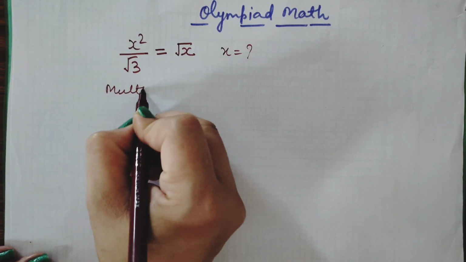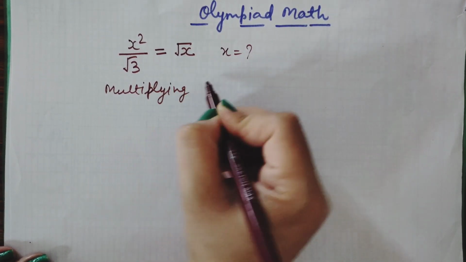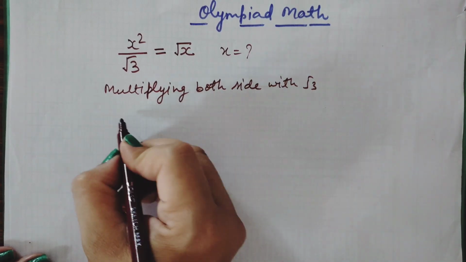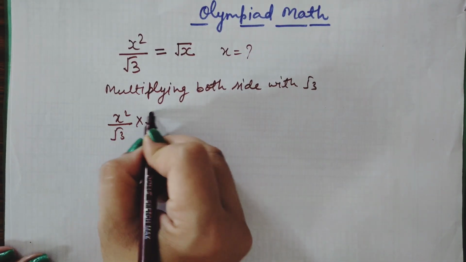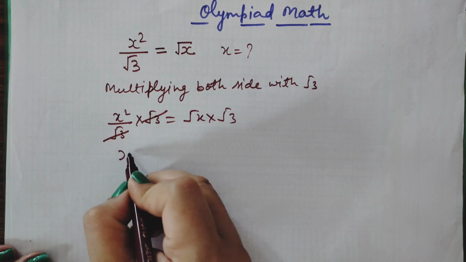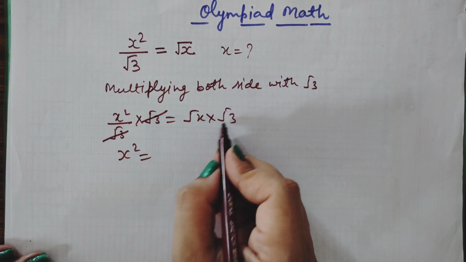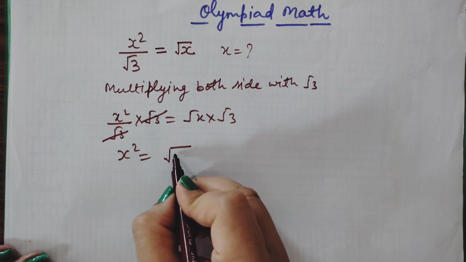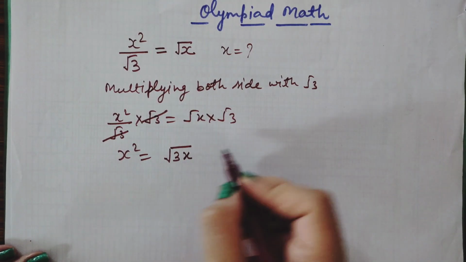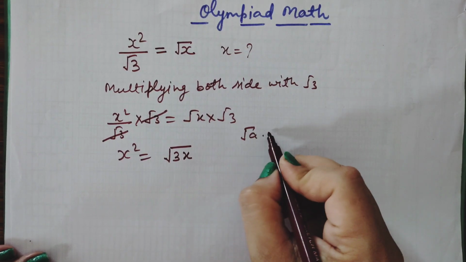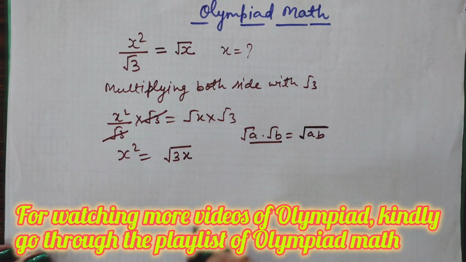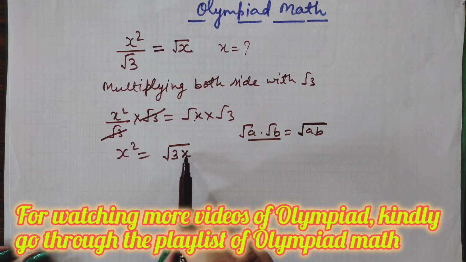So multiplying both sides with root 3, x square upon root 3 multiplied by root 3, and root x into root 3. The root 3 cancels out, and this is x square equals root x into root 3. According to the law of exponents, if you multiply root of a and root of b, we write these two terms together in one root. Similarly, x and 3 will be written as root of 3x.